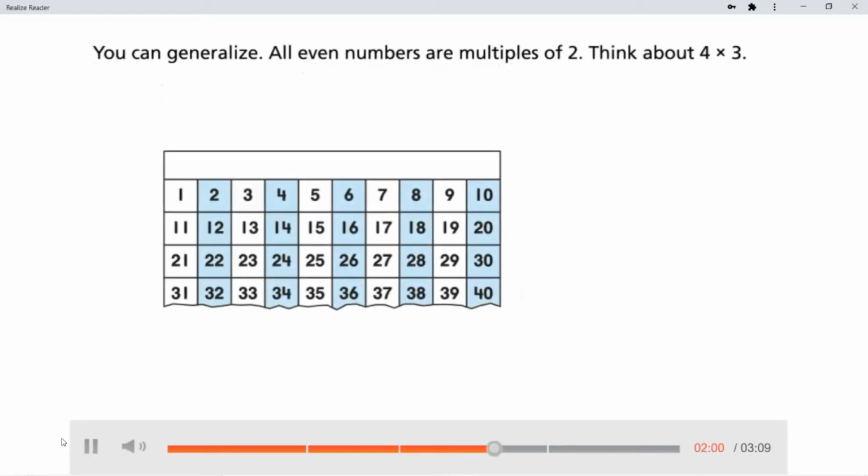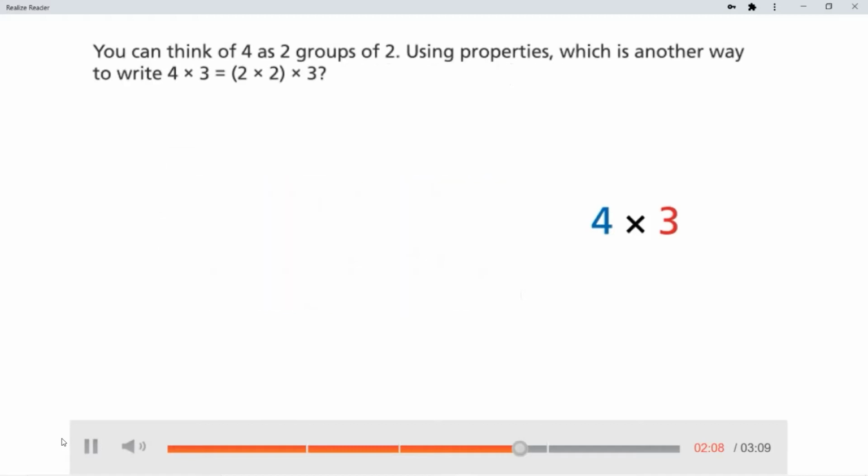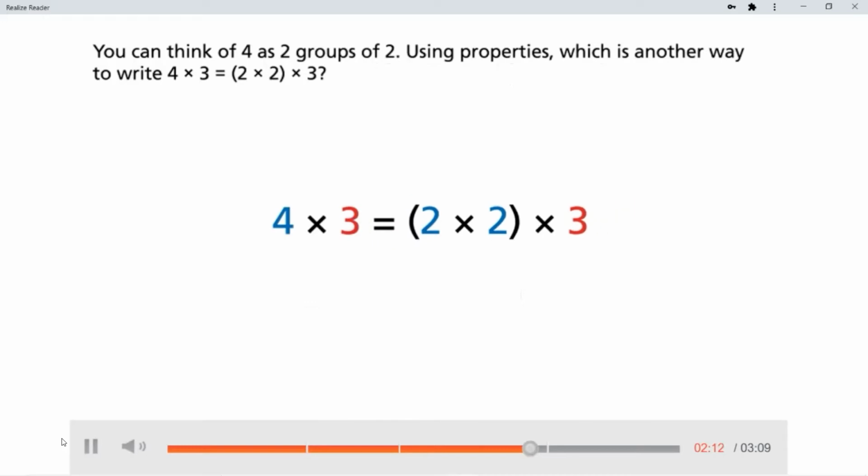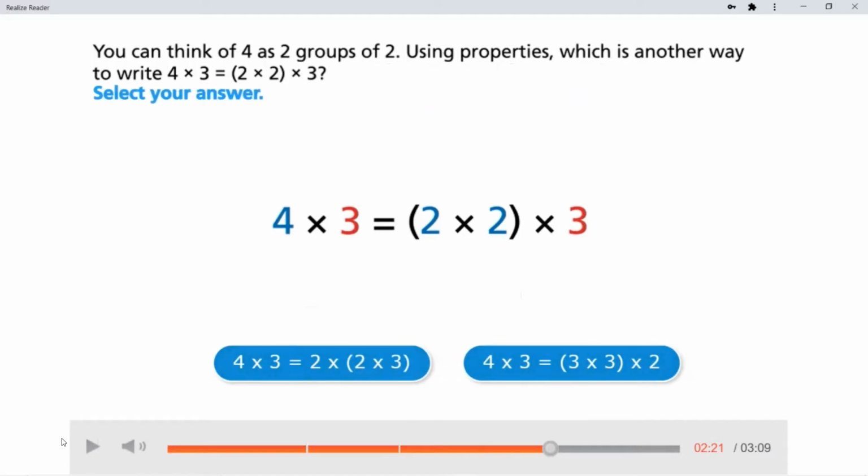You can generalize. All even numbers are multiples of 2. Think about 4 times 3. You can think of 4 as two groups of 2. Using properties, which is another way to write 4 times 3 equals 2 times 2 times 3? Select your answer.